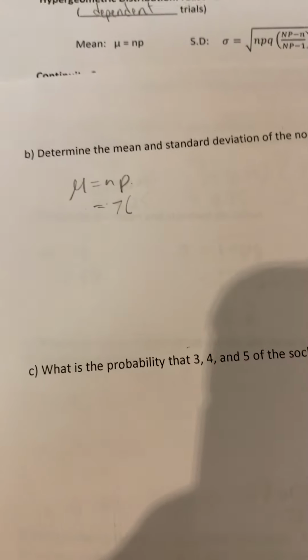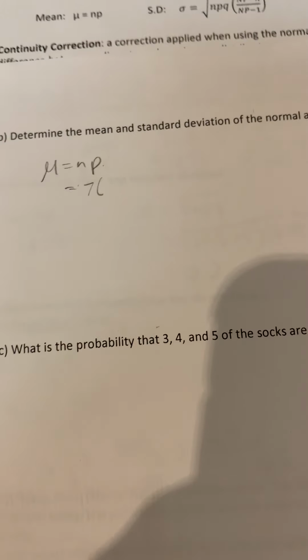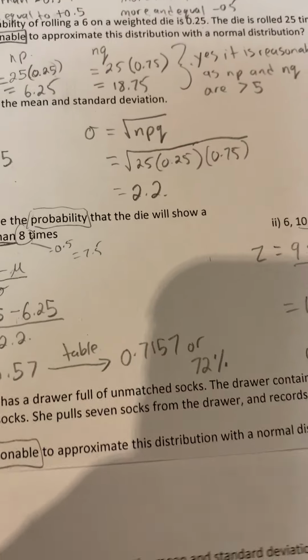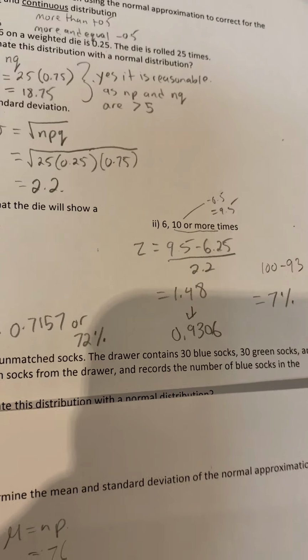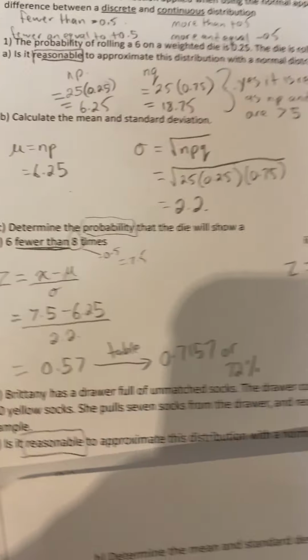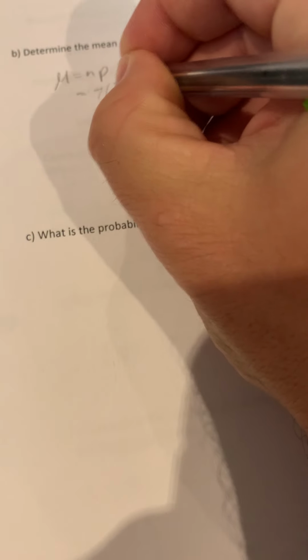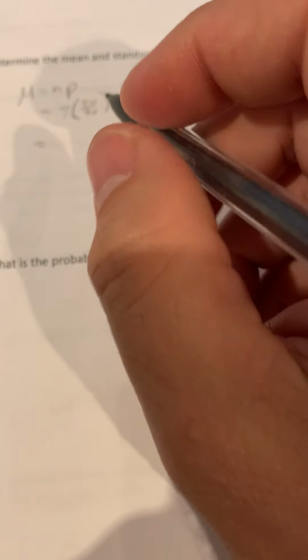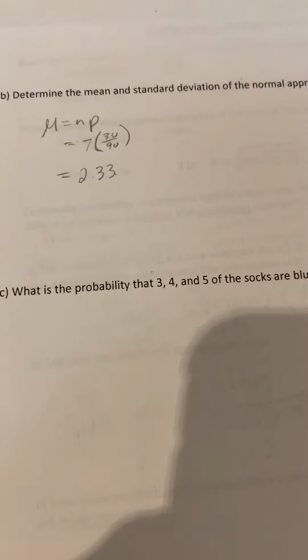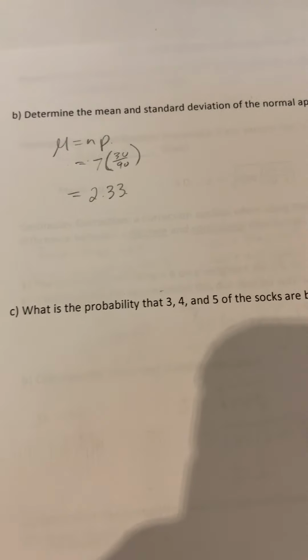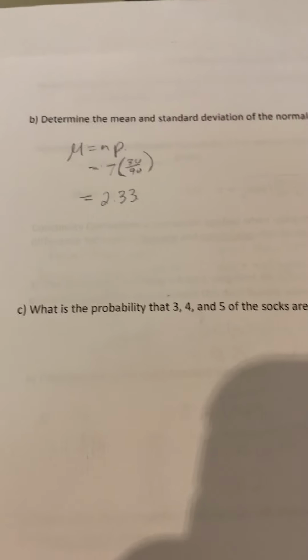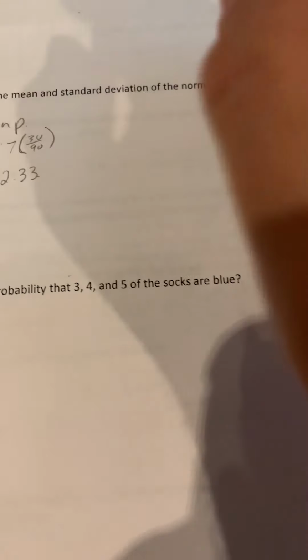P is the probability of success. So in this case, our success is pulling out a blue sock. So blue socks, we have 30 of them out of 90. So 30 out of 90, or 0.33. So if you multiply it, you get 2.33. So our average is 2.33. So if we were to pull out 7 socks, on average you get 2.33 blue socks.